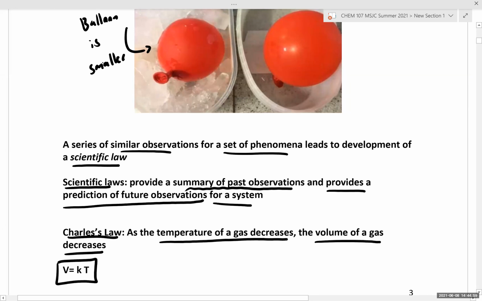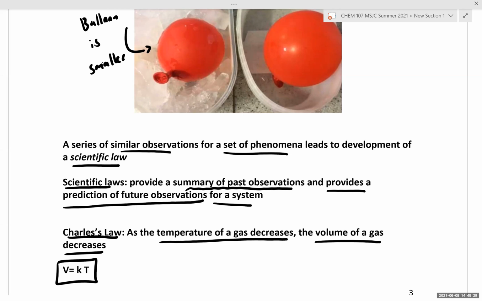And laws can be both qualitative and quantitative. Now, the key feature of a scientific law is by amassing all of these observations, we can describe a range of systems, and we have a substantial amount of predictive power. We can predict how a gas would behave at different temperatures using this scientific law.